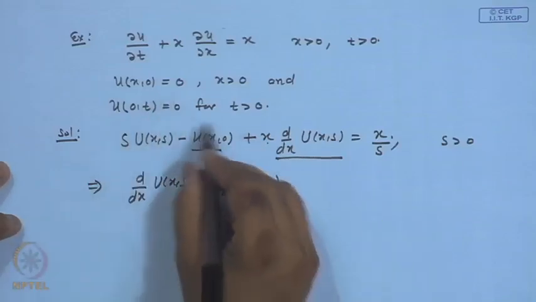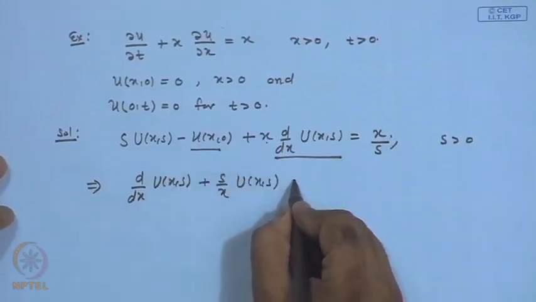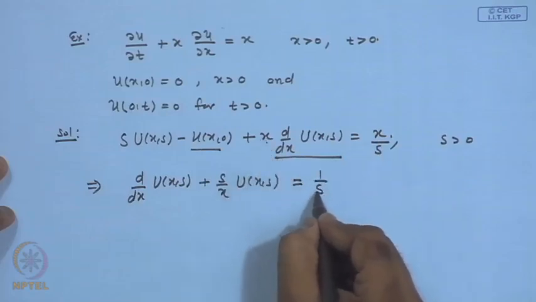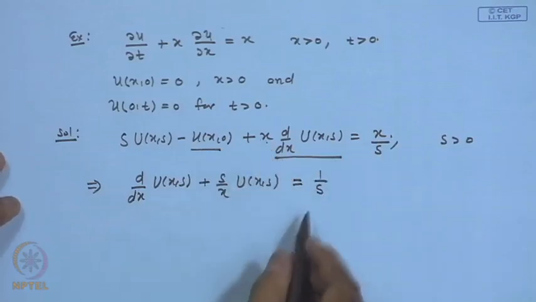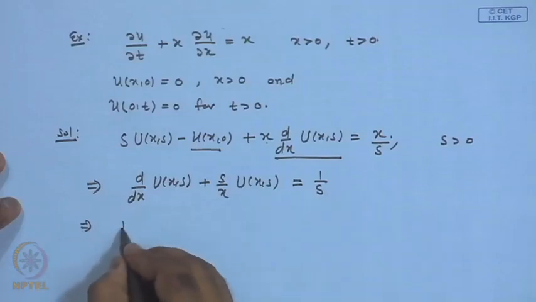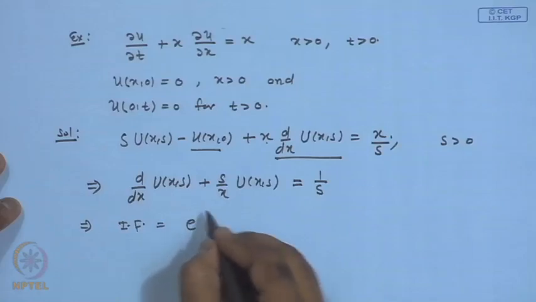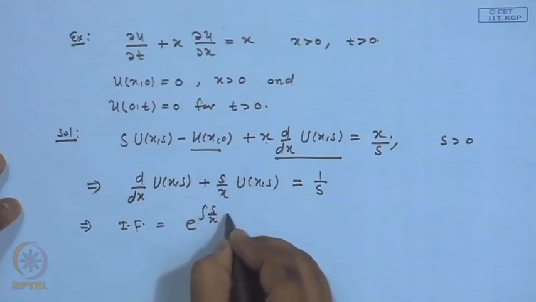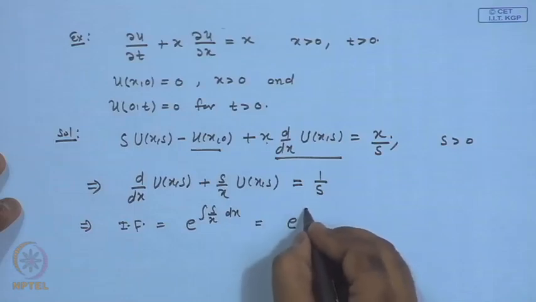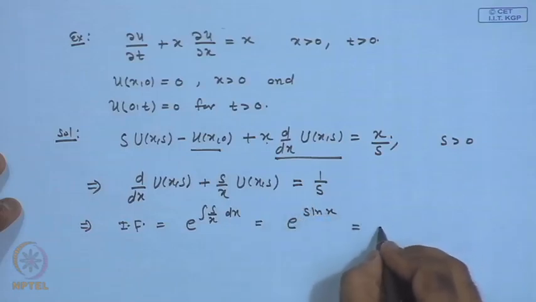So, this will disappear, and then we have it equal to, we are dividing by x, so here we have just 1 over s. This is again a linear differential equation, and in this case the integrating factor to solve this would be e to the integral of s over x dx. So, this is e to the s ln x, which will be just x to the power s.